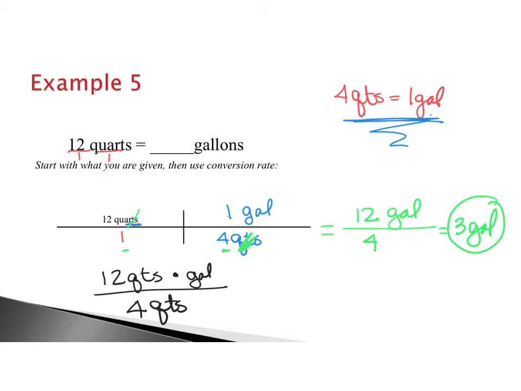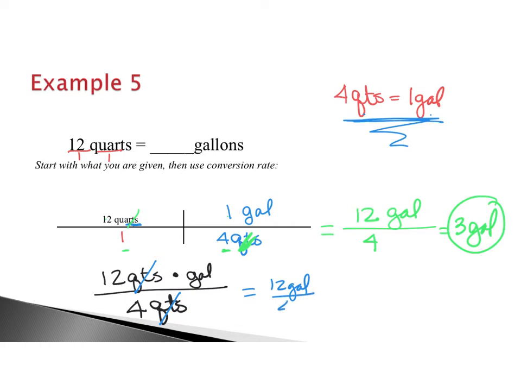So if you remember from fractions, when I deal with fractions, if I have the same thing in the top and the bottom and they're being multiplied, that means I can cancel them out. So here I can cancel out my quarts, and I'm left with 12 gallons.